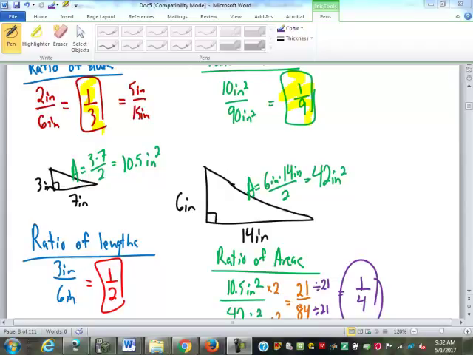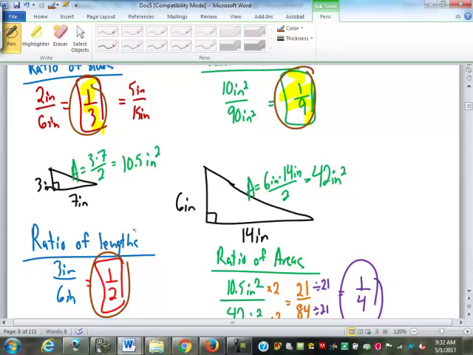So we saw here when we had a ratio of lengths of 1 to 3, the ratio of areas was 1 to 9. When we had a ratio of lengths of 1 to 2, the ratio of areas was 1 to 4. The relationship here is just like the units. This would be in inches, this would be in square inches.